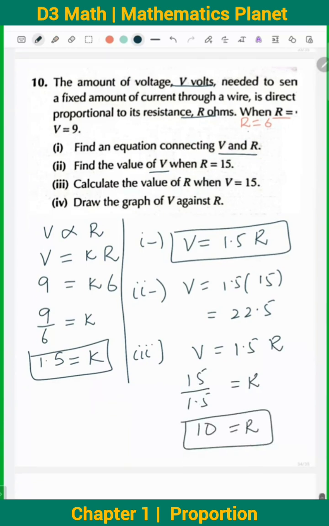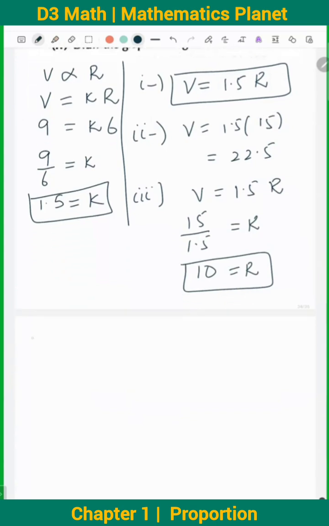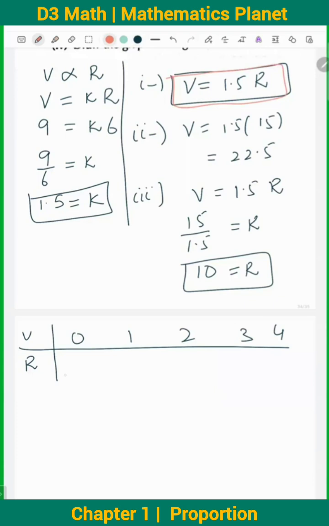Okay. And the last question is draw the graph of V against R. So again, we will make a small table of R over V. 0, 1, 2, 3, 4. Using this equation, this red one, 1.5 into 0 is 0, and for 1 it is 1.5. For 2, what will be the answer? 3. For 3, 4.5. For 4, 6.